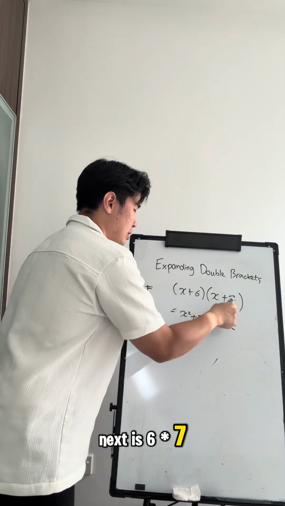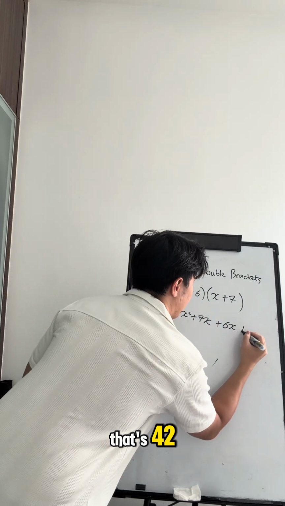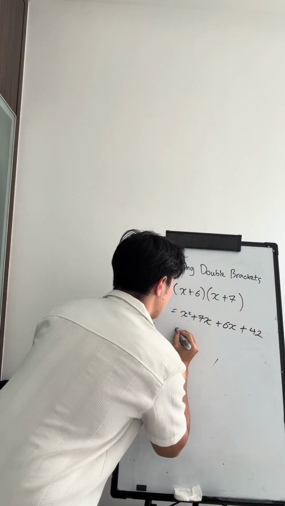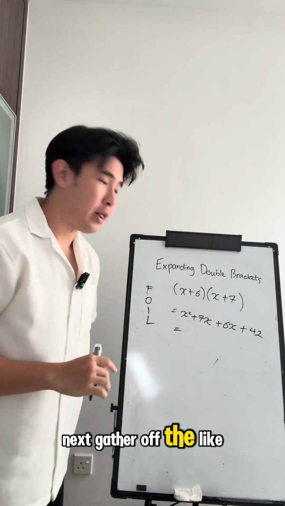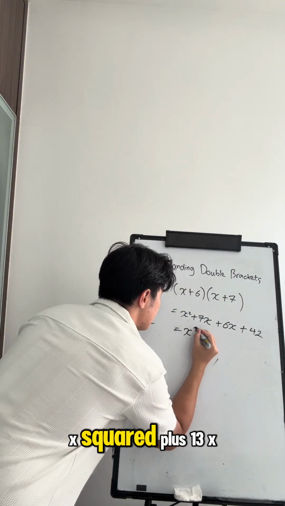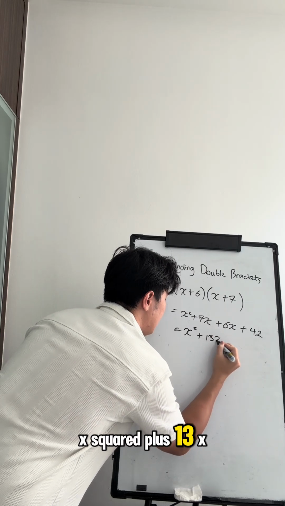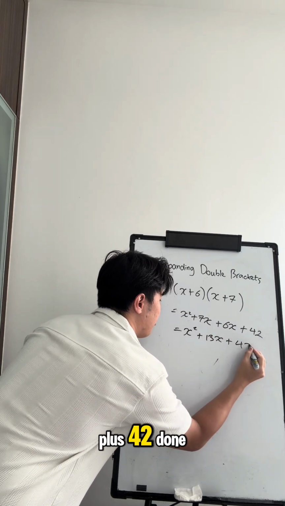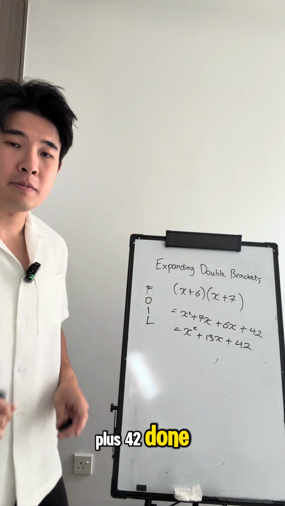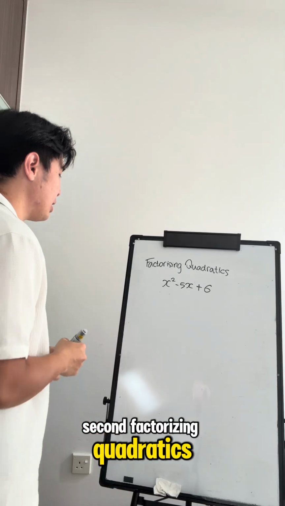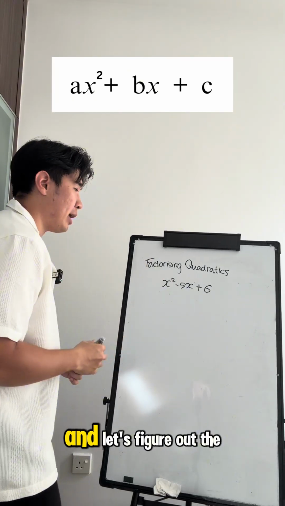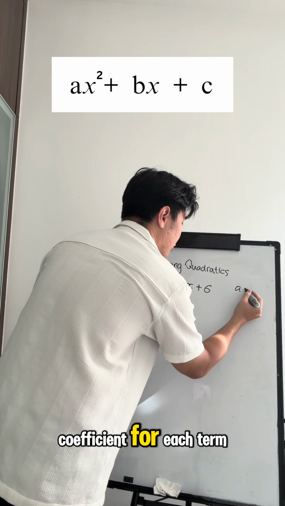Next is 6 times 7. That's 42. Next, gather all of the like terms. x squared plus 13x plus 42. Done. Second, factorizing quadratics. We have a quadratic expression, and let's figure out the coefficient for each term.